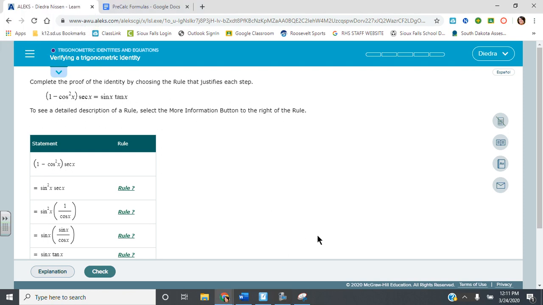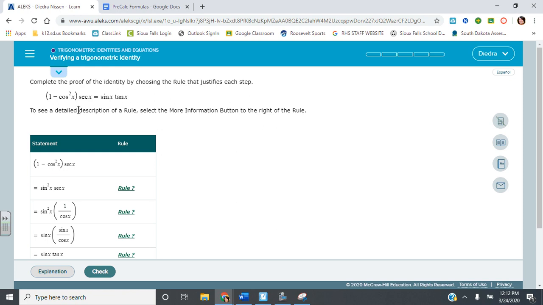Okay, today we're going to be talking about verifying a trigonometric identity. This is where you are given a trigonometric equation, and it's kind of like simplifying. On the left-hand side, what you want to do is simplify the left-hand side of this equation, and you want to get it to equal sine of x times tangent of x.